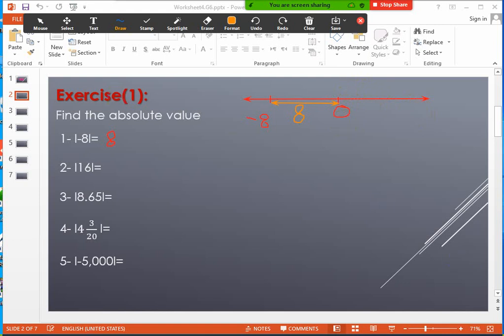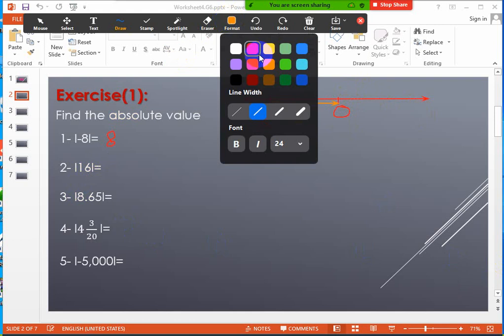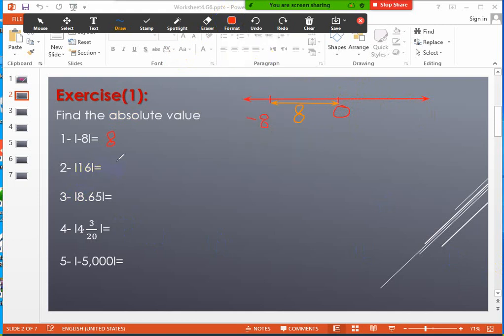Now, yes, Lamar, the absolute value for 16. Okay, where are you, Lamar? Why are you raising your hand? Okay, yes, you are raising your hand. That means you are prepared to answer. Please. Yes, Lamar. The absolute value for 16 equals what?